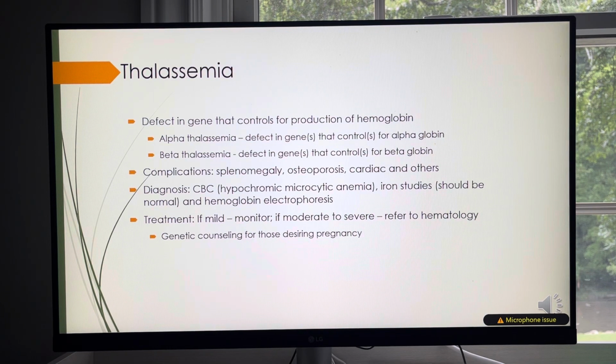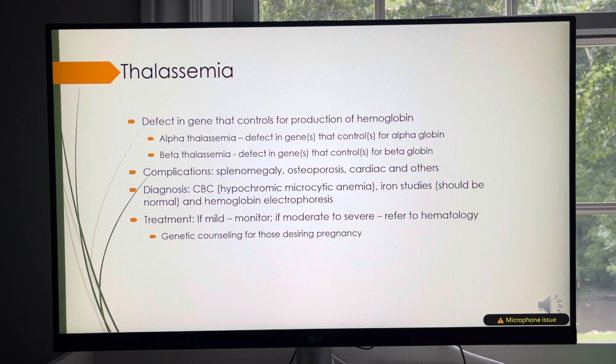Now you can see complications from thalassemia like splenomegaly because the spleen has to work harder to filter all these damaged red blood cells. But to diagnose, you will see a microcytic hypochromic anemia. The iron studies should be normal, and then you would order a hemoglobin electrophoresis. A hemoglobin electrophoresis is just a serum test, and it's an analysis of the hemoglobin.